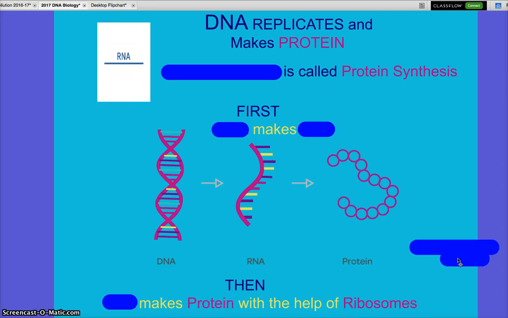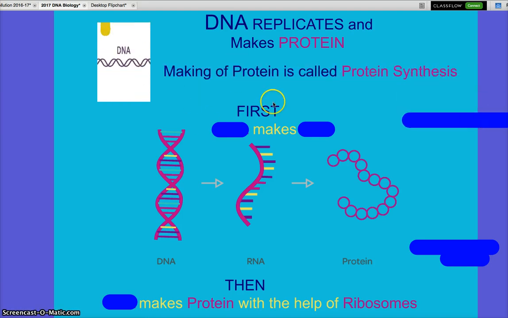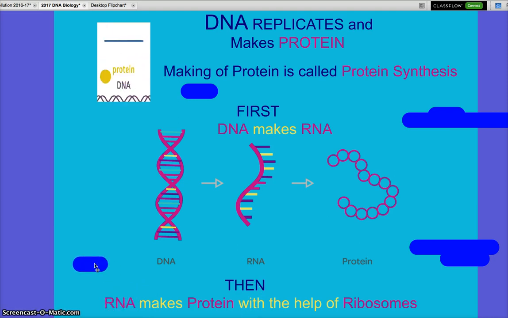But DNA, in order to make protein, first makes something, okay? And we call the making of protein synthesis. So the first thing DNA does, what is DNA doing here? Any idea? This is deoxyribose nucleic acid. Anybody know what this is? Good job. DNA actually is a template of information to make RNA. DNA with RNA and the help of ribosomes make protein. So first DNA makes RNA, then RNA with the help of ribosomes makes the protein, okay?